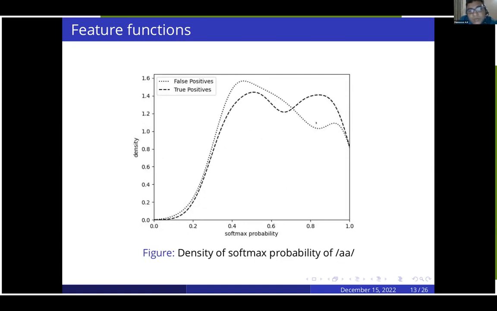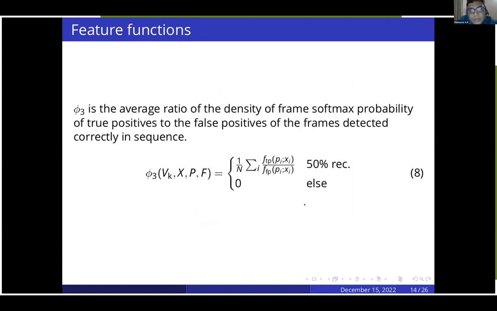From this kind of difference, can we predict which phoneme it is, or if we say that this data is coming from one particular phoneme AA, how much is it true? This is what we are trying to get. So phi3 is the average ratio of the density of the softmax probability of true positives or false positives of the whole sequence, averaged.